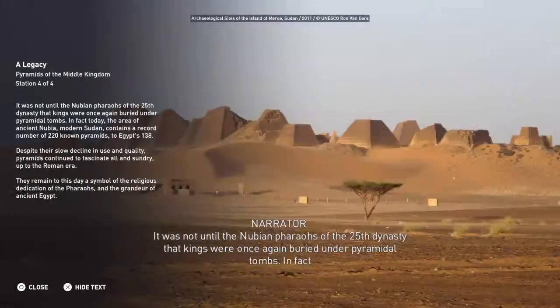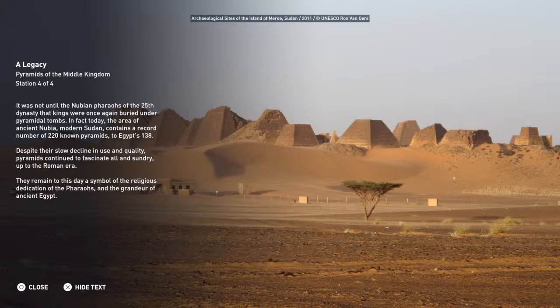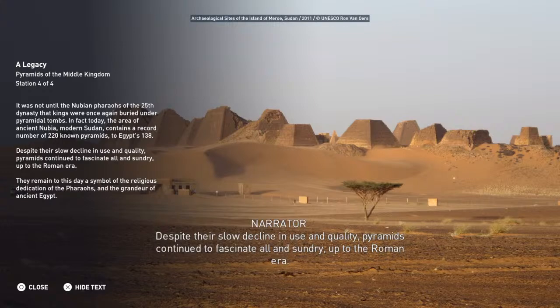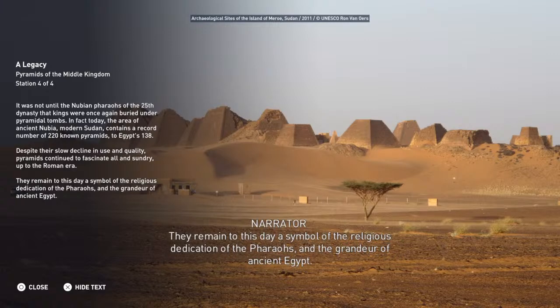It was not until the Nubian pharaohs of the 25th dynasty that kings were once again buried under pyramidal tombs. In fact, today, the area of ancient Nubia, modern Sudan, contains a record number of 220 known pyramids to Egypt's 138. Despite their slow decline in use and quality, pyramids continued to fascinate all and sundry up to the Roman era. They remain to this day a symbol of the religious dedication of the pharaohs and the grandeur of ancient Egypt.